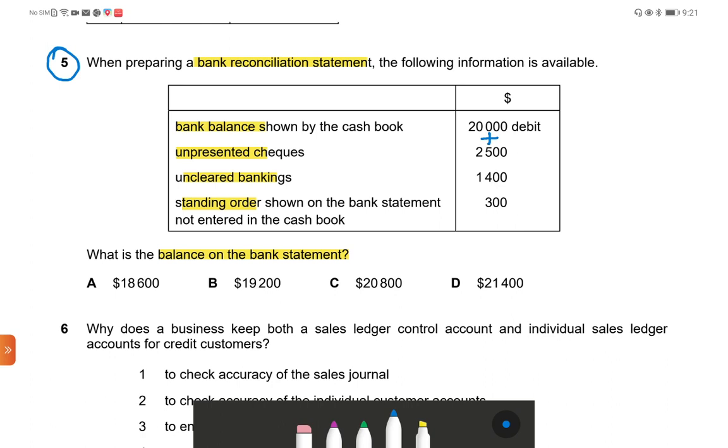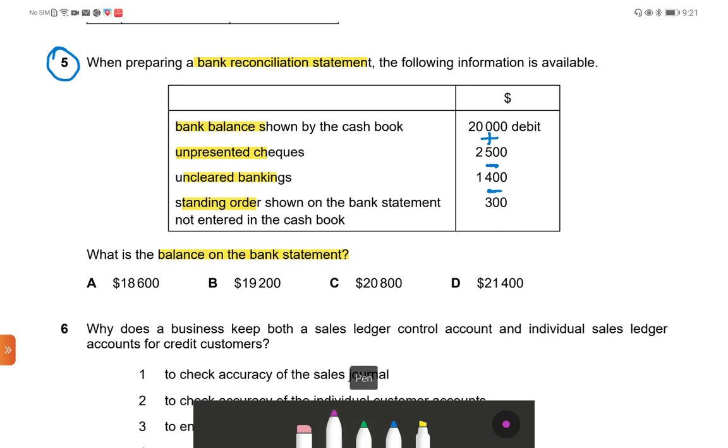Next one, uncleared bankings. Uncleared banking means the deposited amount is not cleared with the bank. So the bank doesn't know about the 1,400, so we deduct 1,400. Next, standing order shown on the bank statement, not entered in the cash book. Standing order means money given to the people suggested by the business. So the bank must pay this amount to those people, so that also must be deducted from the bank statement.